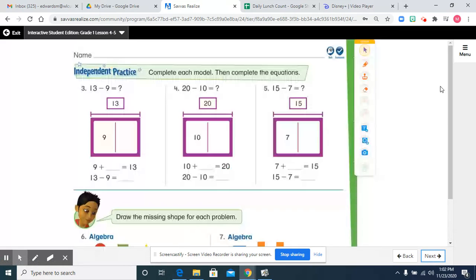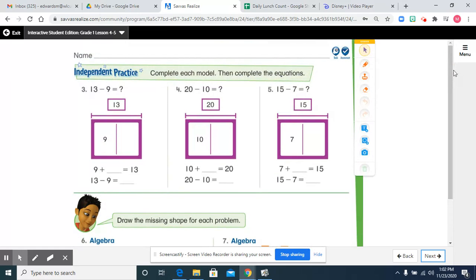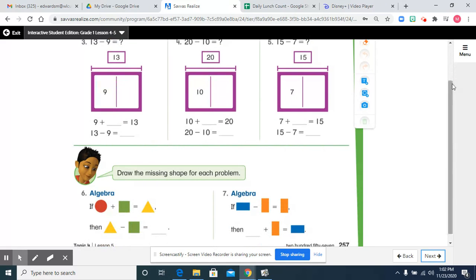Now, if you're done with that page, look at the next page. Page 257. I want you to do this whole page. These 3 at the top here are just like the problems we just did. So those shouldn't give you any problems. They use numbers here, but you can use counters if you want. So if you want to put 9 counters here and then figure out how many counters you need here, that's fine. If you're fine with the numbers, then just keep the numbers. Make sure you fill in the equations at the bottom.